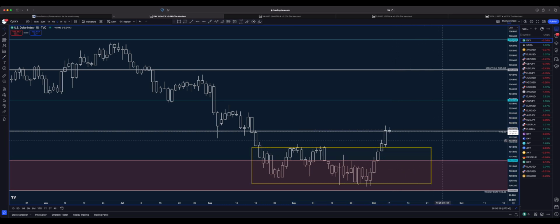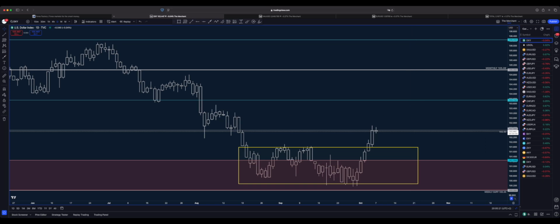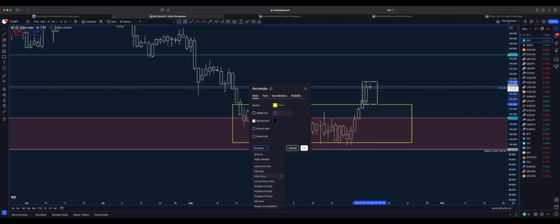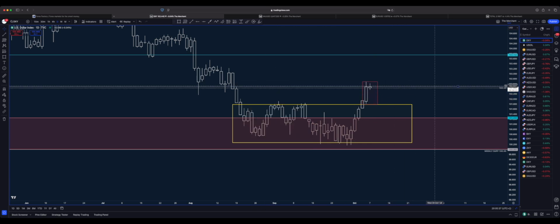Okay, you need to also keep in mind that with ranges there are usually some fake outs. So that's why I always say when you see a range and then price breaks on one side, it's very good to just do like that. Okay, I have it here as a fake out and see what will happen.